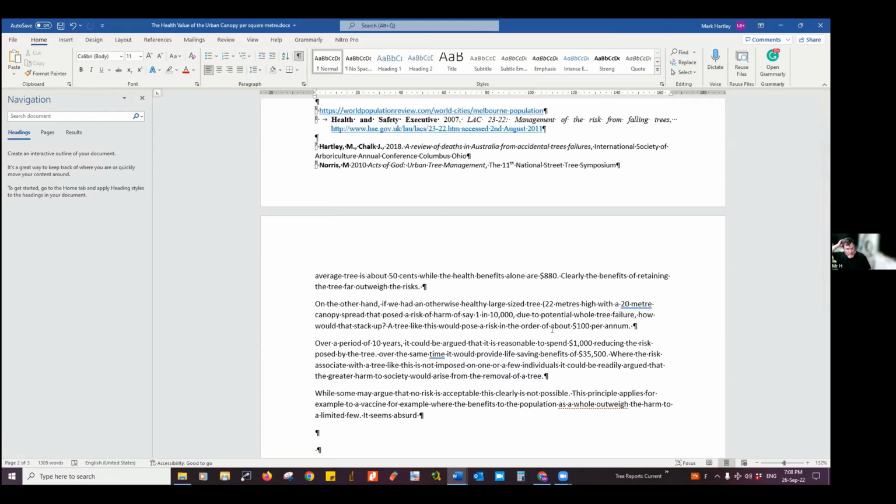And so if you look at our lemon-scented gums, for example, in Catholic schools, let's just say that on average 500 of them have been removed in the Sydney diocese. Well, that's a fair bit of damage, about $1.5 million worth of damage per annum as a result of that risk aversion. That's a pretty serious consequence.